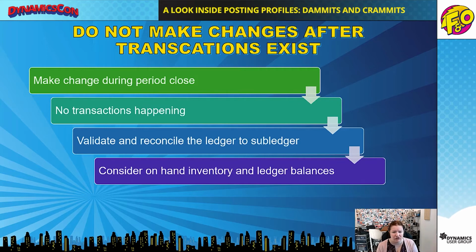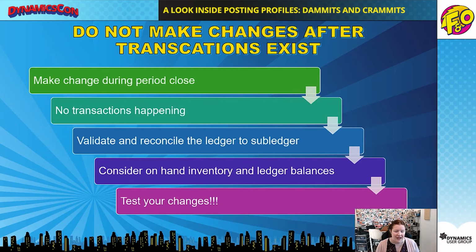If you're making changes to inventory posting profiles, you'll want to make sure that you consider how the change will affect your on-hand inventory and the ledger balances. Some changes may require that you bring the inventory to zero, close the inventory, and then bring the inventory back in after the adjustments are made. And lastly, I can't emphasize this one enough. Always test your changes in a non-production environment prior to making the change in production.